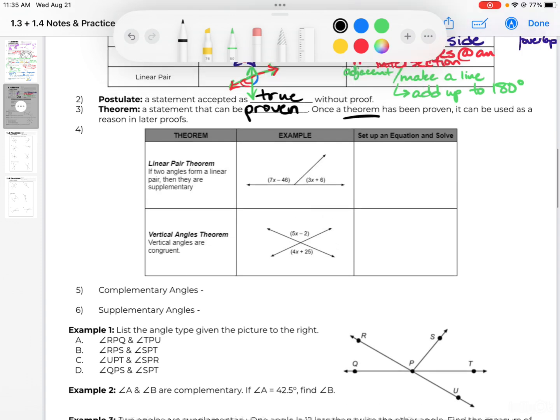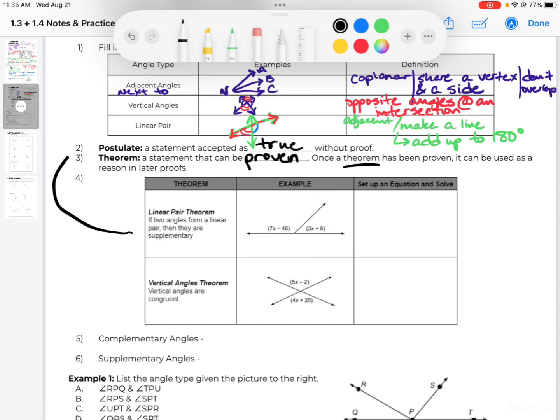The first one we're going to talk about is the linear pair theorem. So we just talked about up here what a linear pair is. Okay, a linear pair is two angles that are adjacent, and together they make a straight line. And so you can see, let's just say we have angle A and B here. We have two angles that are side by side. They share a vertex, they share a side, and together they make a perfectly straight line. So we would say that those are a linear pair.